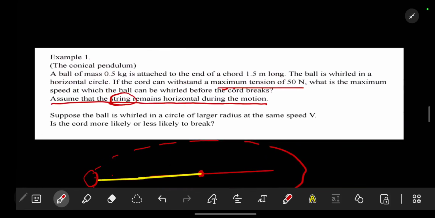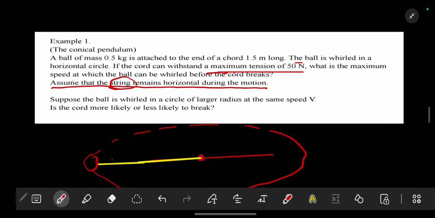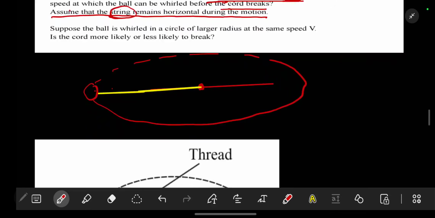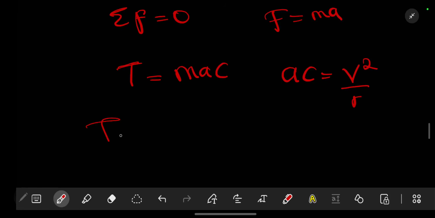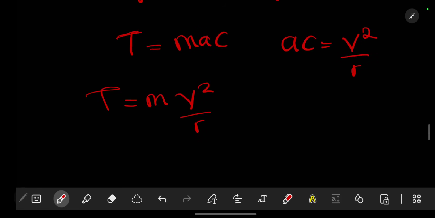Then we are told that the ball is whirled in a horizontal circle, if the cord can withstand a maximum tension of 50 newtons. What is the maximum speed at which the ball can be whirled before the cord breaks? So the maximum tension is 50 newtons. So this is what we are going to use. One thing that I didn't mention is the centripetal acceleration is equal to the velocity squared over the radius. So this makes the tension equal to mass times the centripetal acceleration, v squared over r. So this gives us a value of the tension.